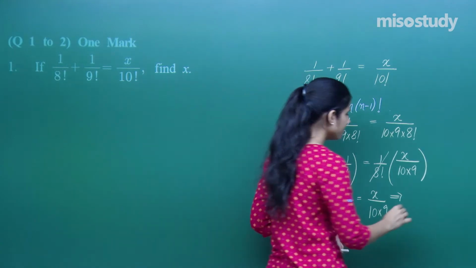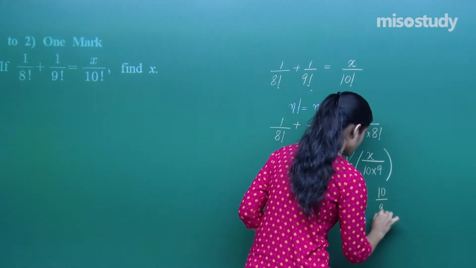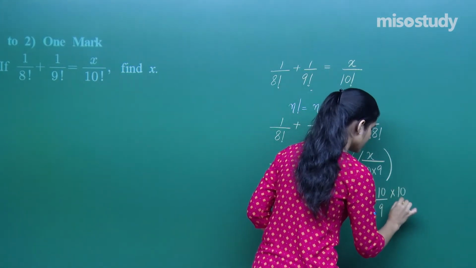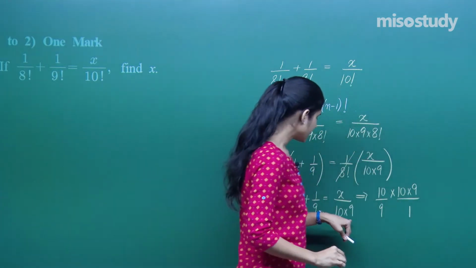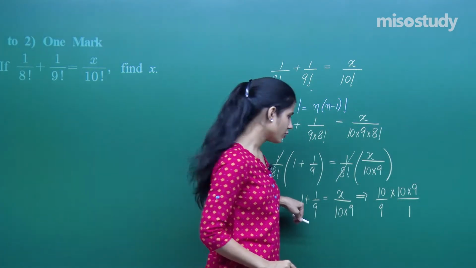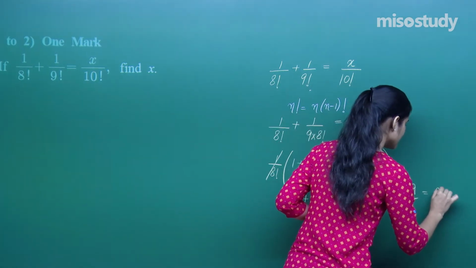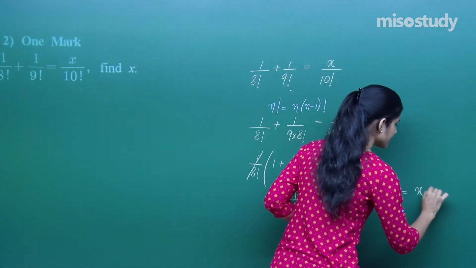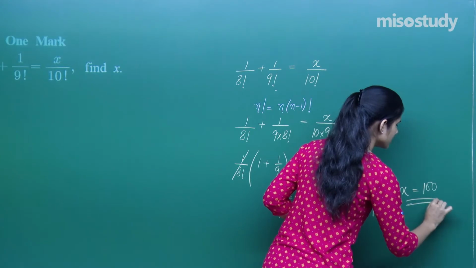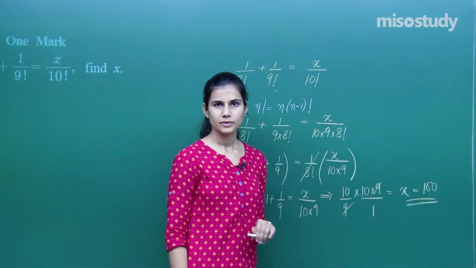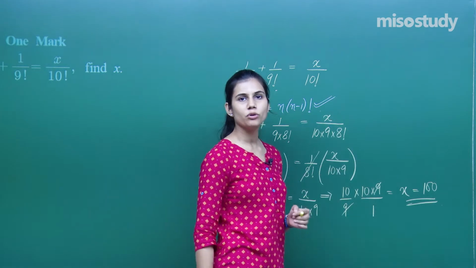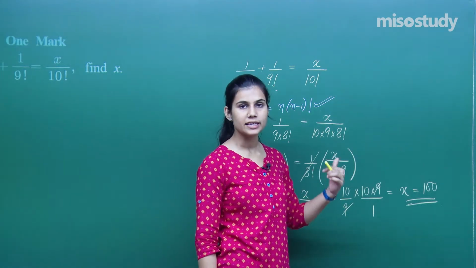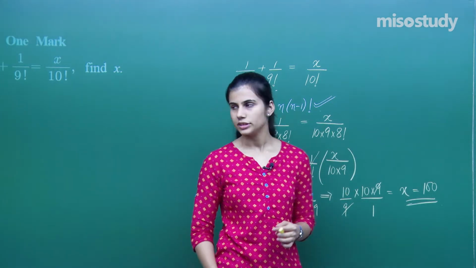9 plus 1, 10 upon 9 into 10 into 9. Basically, I am taking this 10 into 9 from the right over to the left hand side. This is my x. 9 cancels out. You get x equals 100. Fine, the only property which the question was basically wanting you to recall was that n factorial is n into n minus 1 factorial.